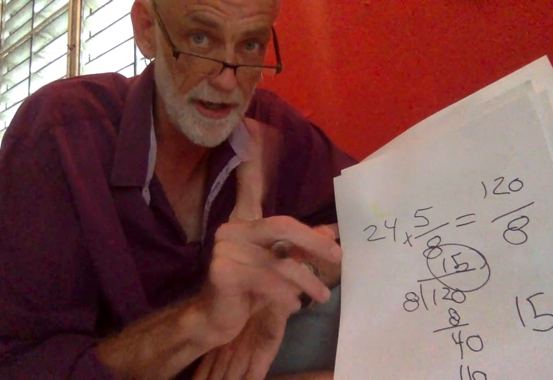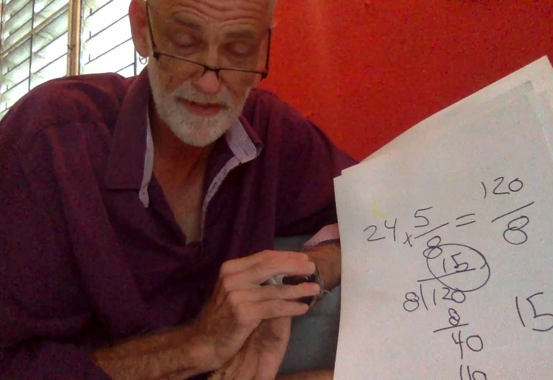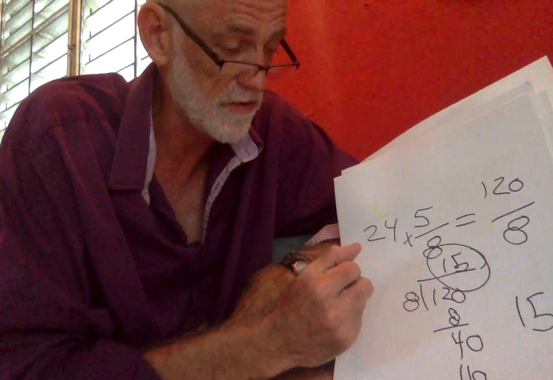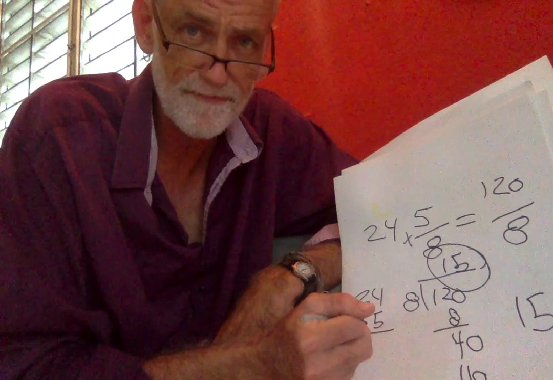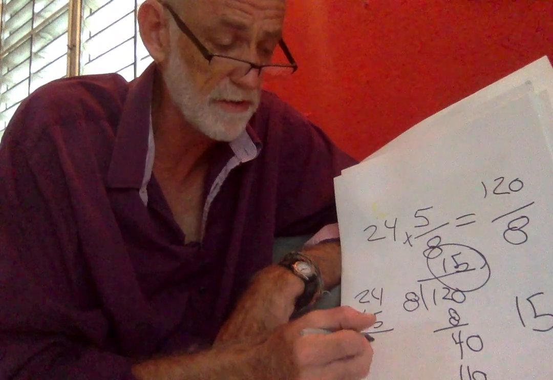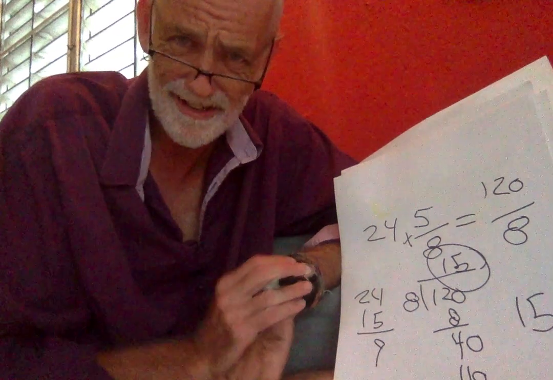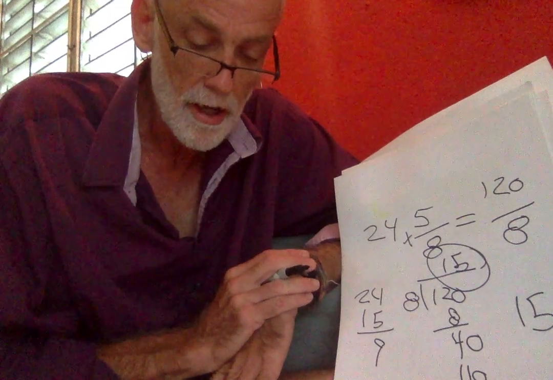But remember, how much money does he have left? $24 was what he had total. He spent 15 of it on jeans. Cheap jeans. Good buy, Joaquin. How much money does he have left over? He has $9. Now he can buy some socks or some underwear to go with those jeans.